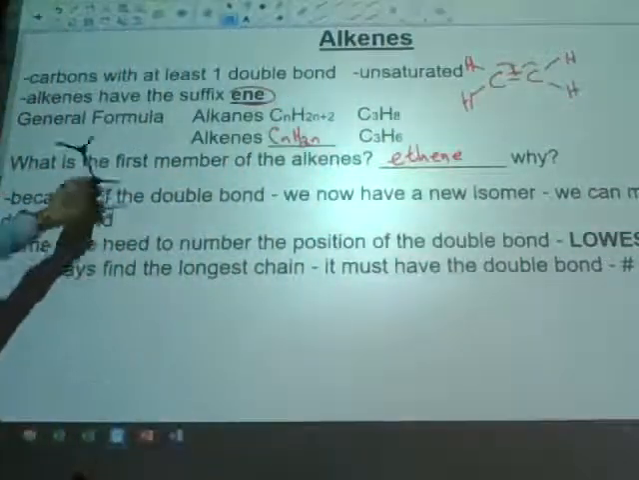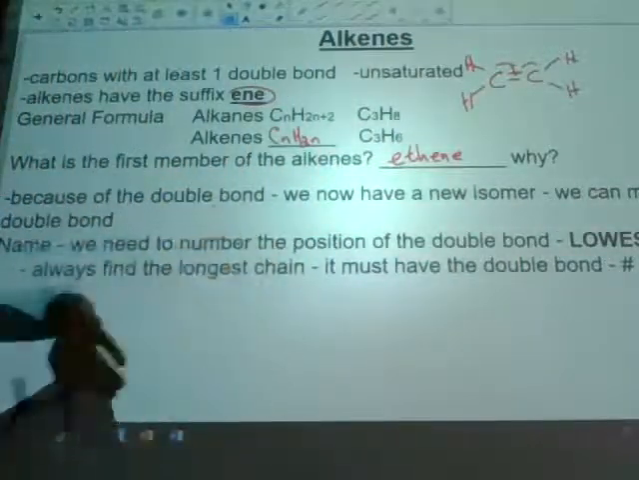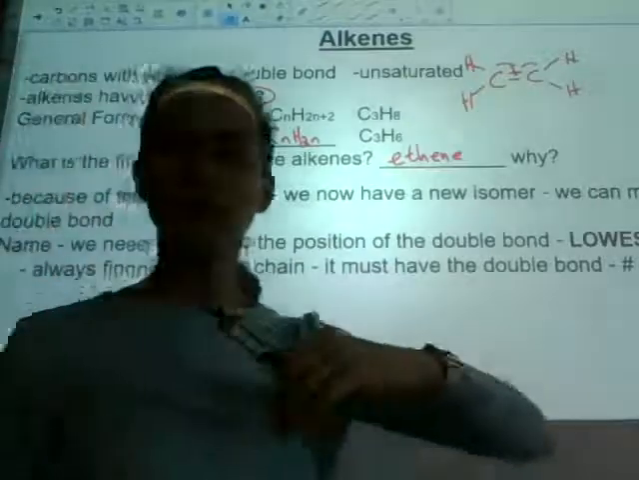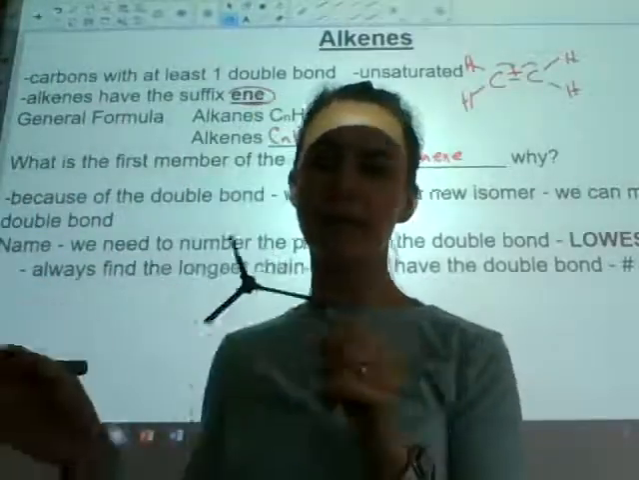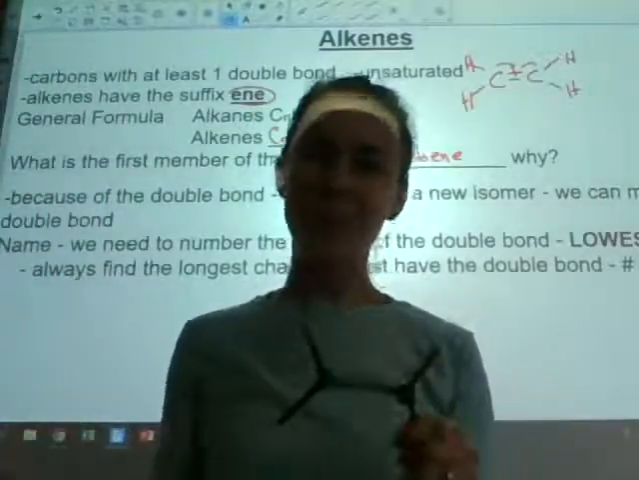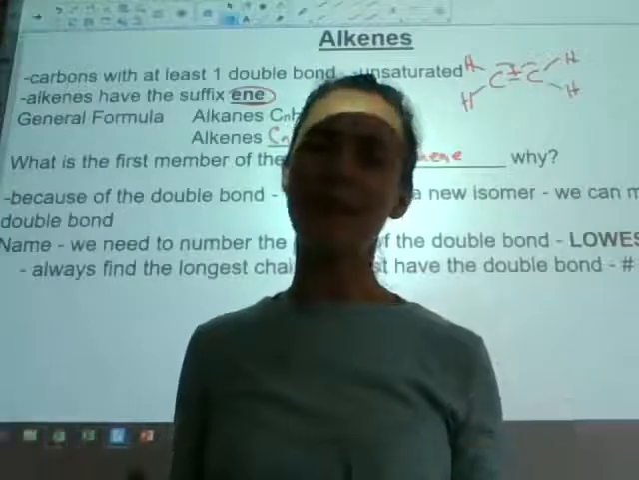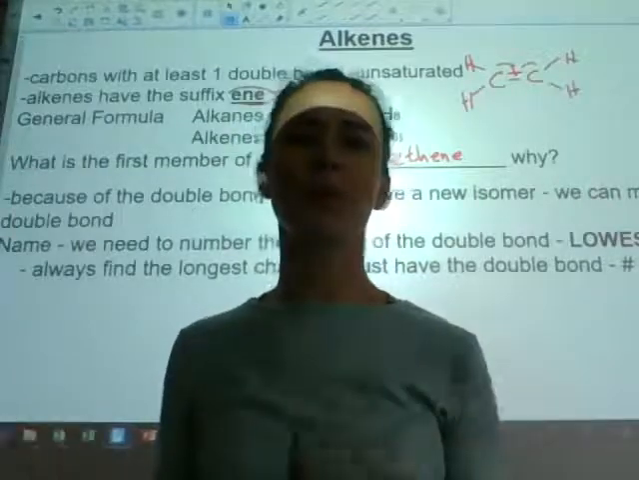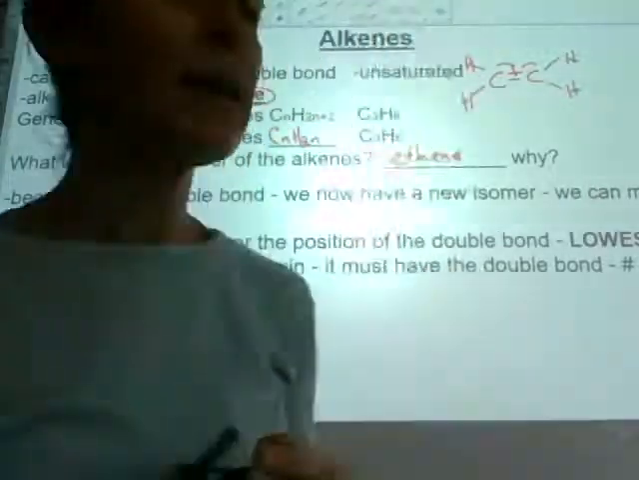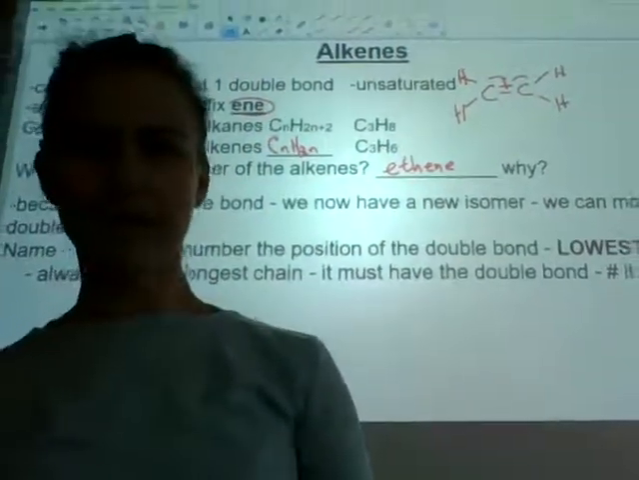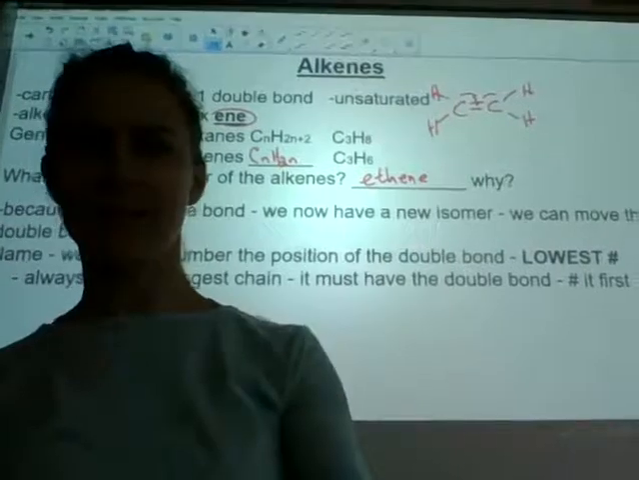Okay. Because of the double bond, we now have a new isomer. The reason why we have new isomers is we can now start to move this double bond around, obviously not with ethene or propene, but once you start to get into butene, we can have but1ene or but2ene. So we'll talk about naming and why we can move those around. Let me just make sure you guys can see all of this.